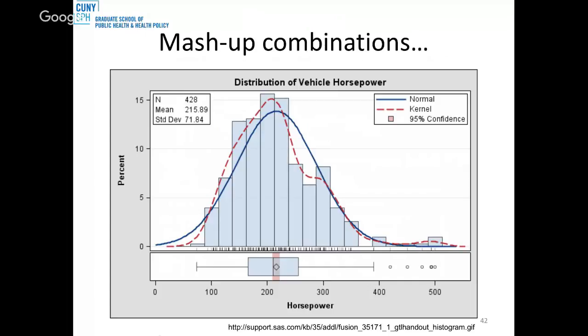In this case, it's the horsepower of cars, but you can see these individual points that on the box plot are shown as outliers. Also on the density lines they cause a bit of a bump. Could you just explain the box plot? Yeah.